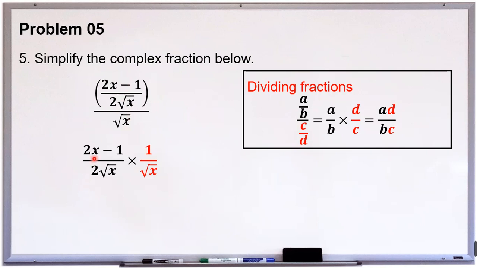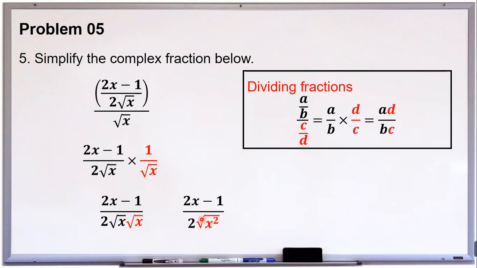So for the numerator, you have 2x minus 1 all over 2 square root of x. Then proceed to multiplication, but take note, you need to take the reciprocal of the denominator. So the reciprocal of square root of x is simply 1 over square root of x. Then proceed to multiplication. For the numerator, the product is 2x minus 1. For the denominator, the product is 2 square root of x times square root of x. Since they have the same index, simply multiply the radicands. So you have 2x minus 1 all over 2 square root of x squared.